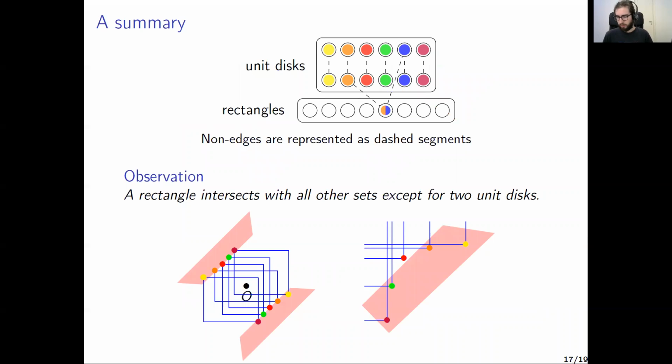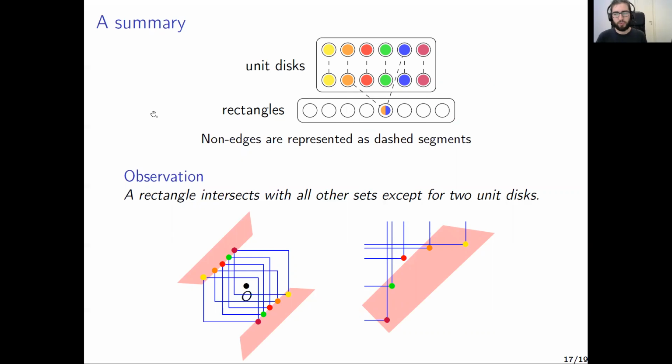Okay, so I want to do now a summary of our technique. Here we have some rectangles that form a clique, and we have represented the non-edges as dashed segments, because there are many edges, so it's easier to represent non-edges. So we have the rectangles that form a clique, unit disks that form this anti-matching, and each rectangle intersects with all other sets except for 2 unit disks, one below and one above.